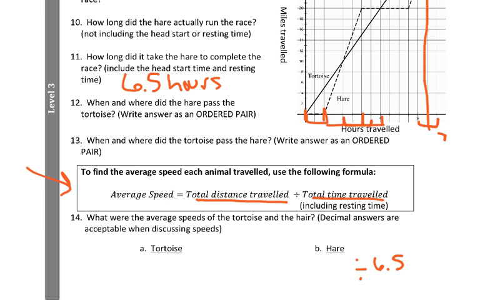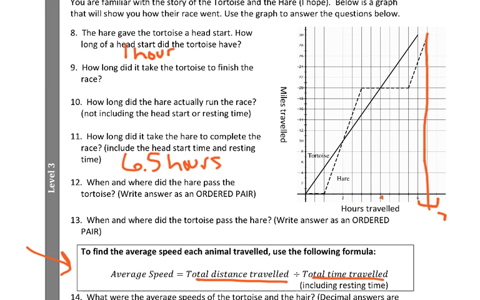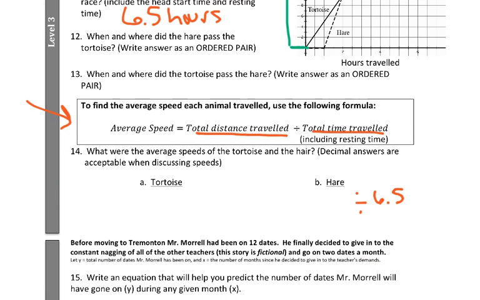So now we got to go up and look at how much distance was traveled. So let me kind of erase some of this stuff. Well, it looks like it started at 0 miles, and the race stopped up here at 30 miles. So 30 miles seems about right. So the hare traveled 30 miles in 6.5 hours. And so the average speed, if we plug that into our calculator, is about 4.6 miles per hour.